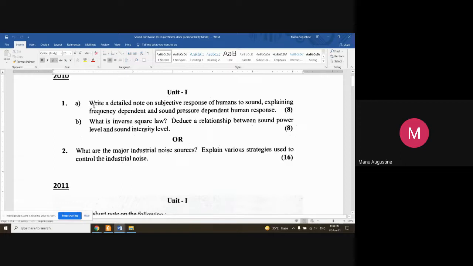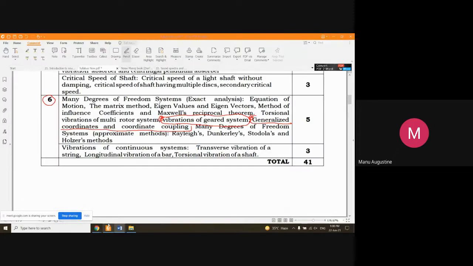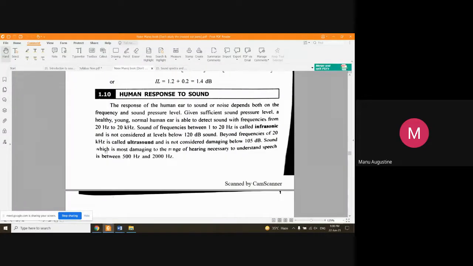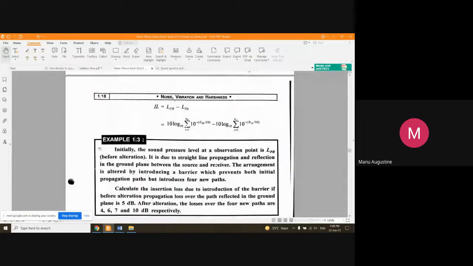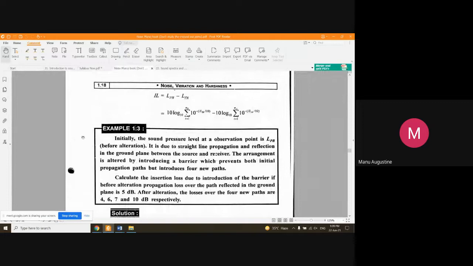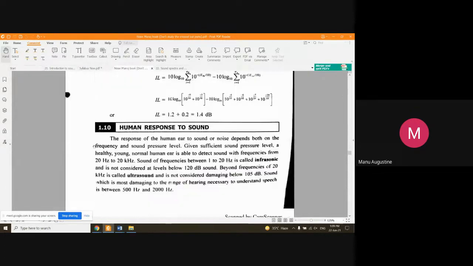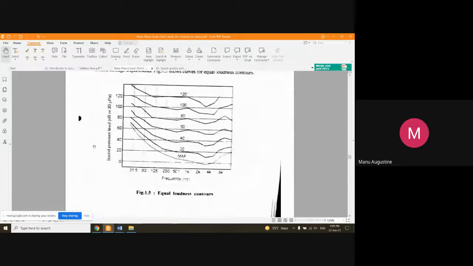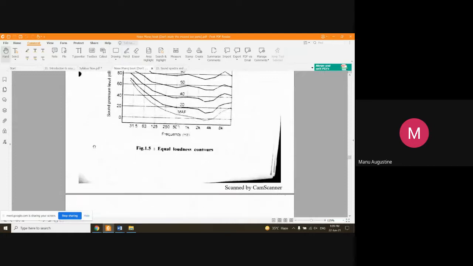And now look at these questions. Write a detailed note on subjective response of humans to sound, explaining frequency dependent and sound pressure dependent human response. ये सारी चीजें हैं. So I will be providing you with a copy of these notes. This directly contains all the things that you need to understand.